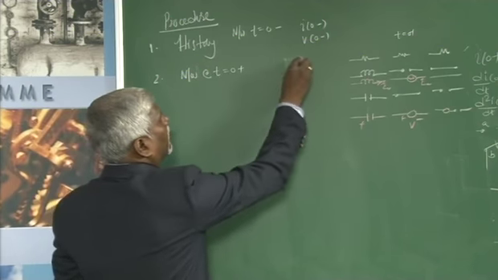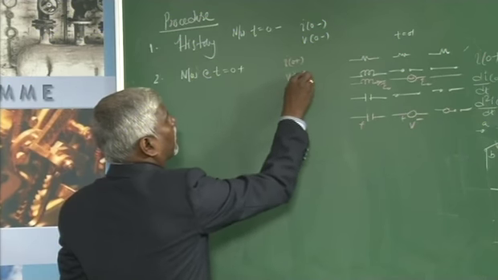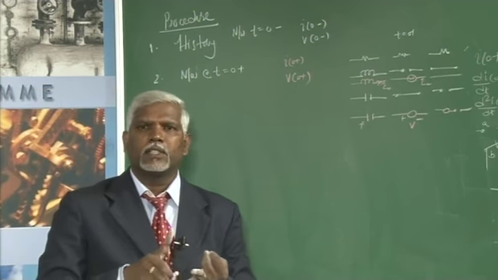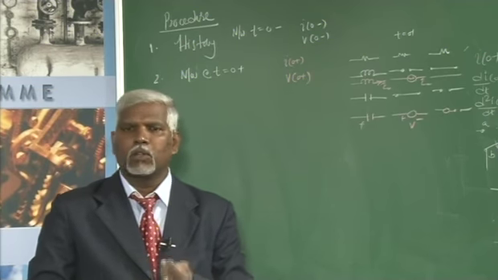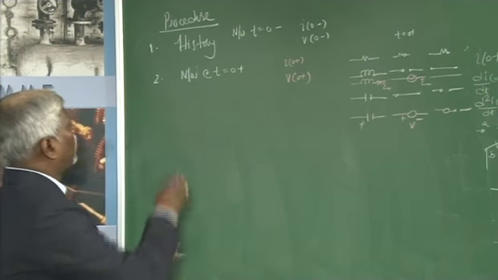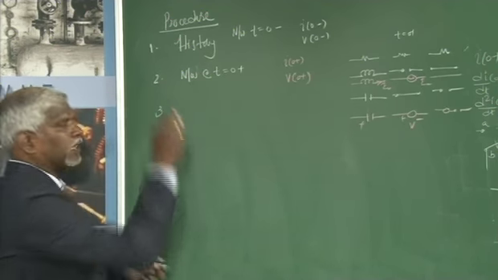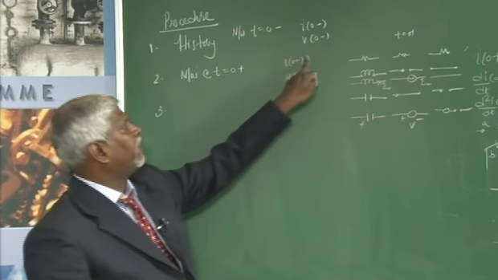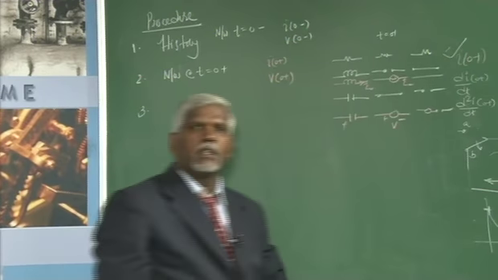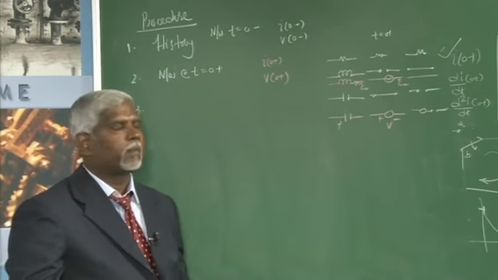evaluate current at 0 plus, voltage at 0 plus. Normally, if there is an inductor, we find the inductor current; if there is a capacitor, we find the capacitor voltage. This is normal. So, what should we do next? Third step, after evaluating I at 0 plus and V at 0 plus: one thing is known already, the current at 0 plus is known to us.